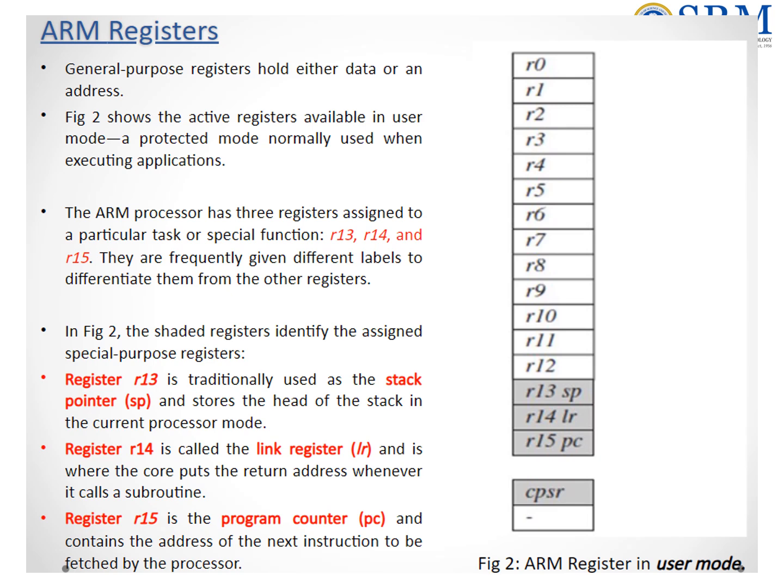Figure 2 shows active registers available in user mode, a protected mode normally used when executing applications. In figure 2, the shaded registers are assigned special purpose. R13 is traditionally used as stack pointer, R14 is link register, and R15 is program counter. Whereas R0 to R12, all others, are general purpose registers.